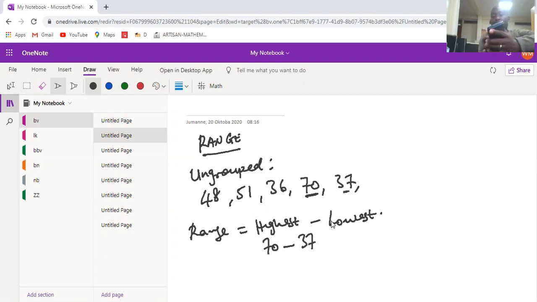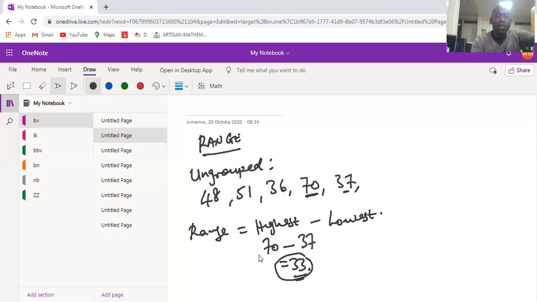If you get the difference between those two values, you realize that the range is actually 33. The range is 33. That is how simple we normally get the range. And the smaller the range, the more accurate is the mean for that data. But if you find that the range is so big, then it simply means that the mean that is now used as the representative of the entire data is not actually accurate.